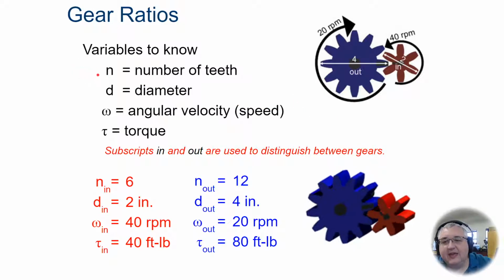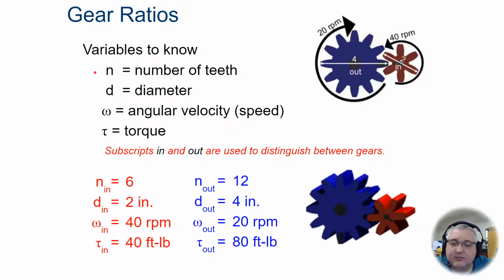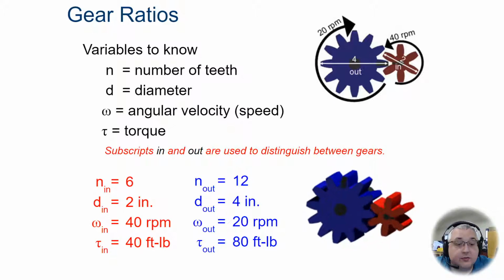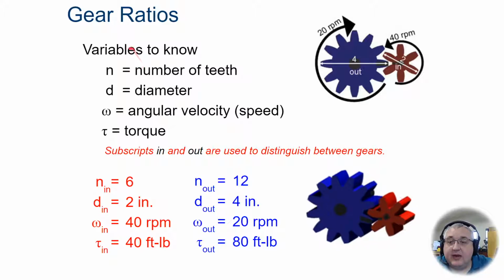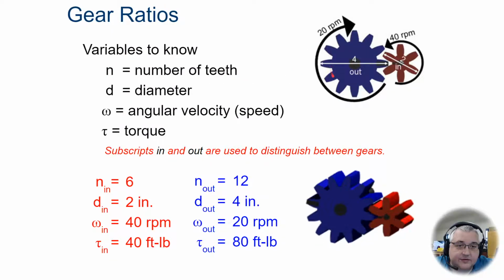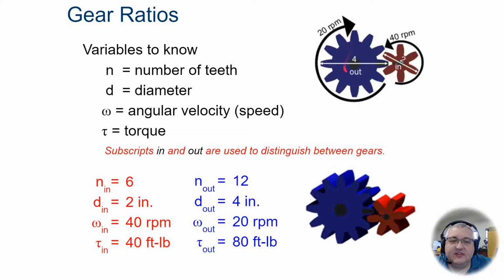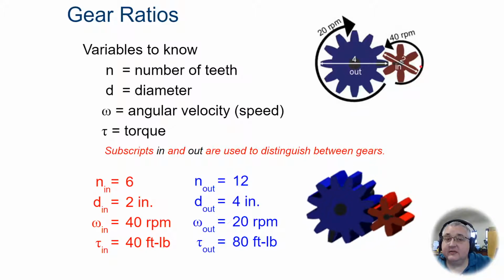N is going to be the number of teeth. All right, and we're going to use each of these to calculate how much torque, what our gear ratio is. So I can have number of teeth, and I can count here: 1, 2, 3, 4, 5, 6, 7, 8, 9, 10, 11, 12. This has 12 teeth. This one has 1, 2, 3, 4, 5, 6. This one has 6 teeth.